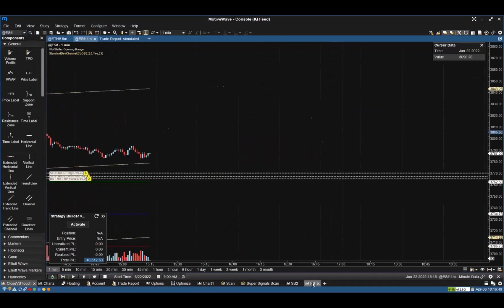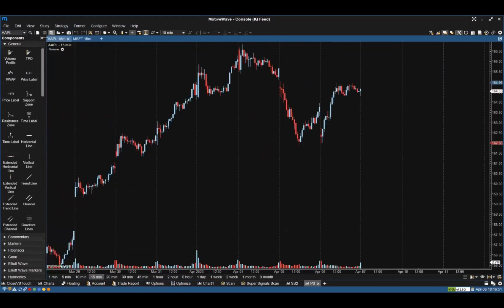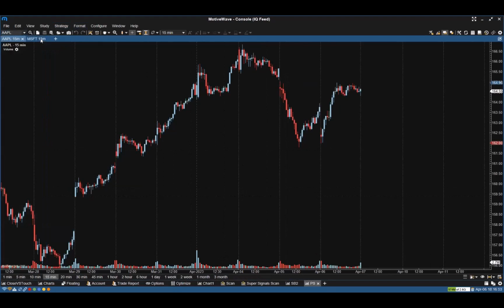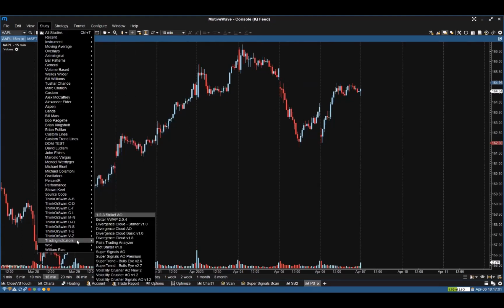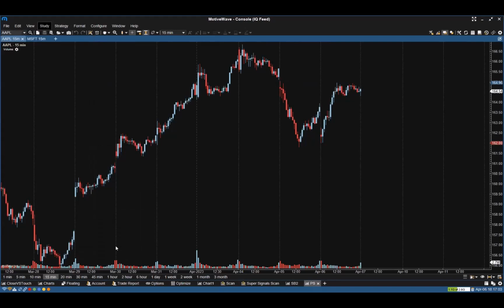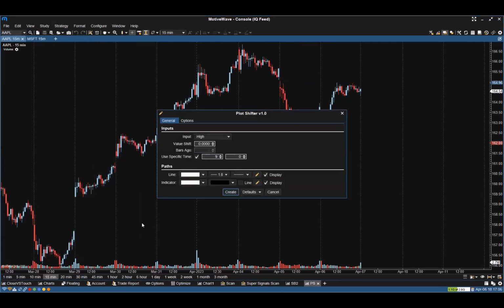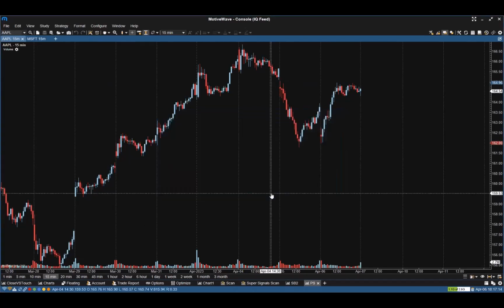All right. So the first thing I want to talk about is the plot shifter. We're going to be releasing a lot of studies like this, and they are very handy. The plot shifter is a study that you will find, once you download it, in the trading indicators menu. It's called plot shifter. And basically what it does is it allows you to reference an existing plot on the chart and plot a new plot based on that with some sort of adjustment that fits your strategy.